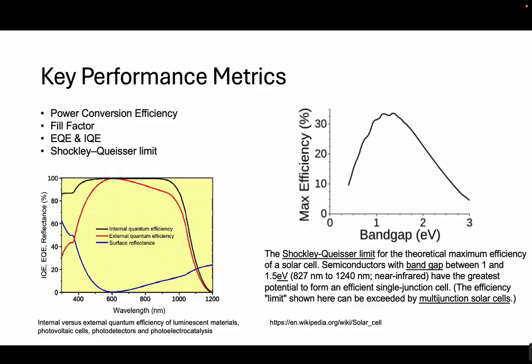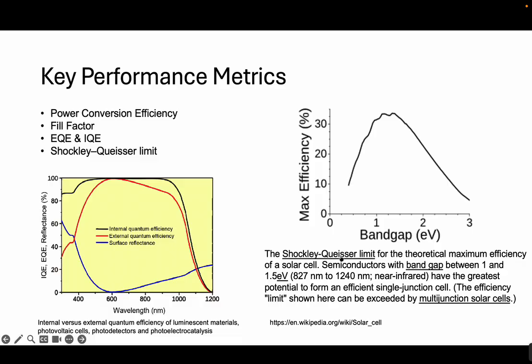There are several important metrics used to evaluate solar cells. Power conversion efficiency is the most central one, defined by the ratio of electrical output to optical input. Fill factor describes the quality of the IV curve. Quantum efficiency metrics like EQE and IQE measure how effectively photons generate current. Finally, the Shockley-Queisser limit sets the theoretical maximum efficiency for single junction cells.